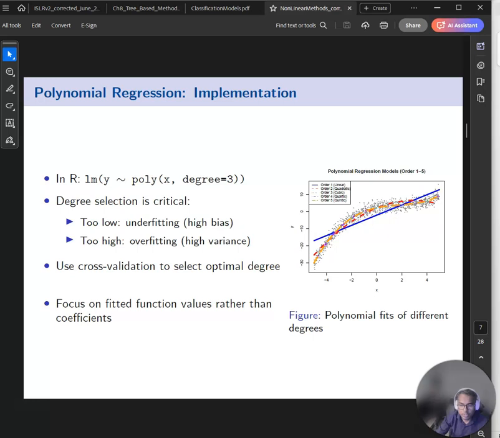So how do we select the optimal degree? Cross-validation is typically the best approach. It helps us find that sweet spot that balances complexity with generalizability. Also, when interpreting polynomial models, focus on the fitted values and plots rather than individual coefficients, as the coefficients themselves can be difficult to interpret directly.